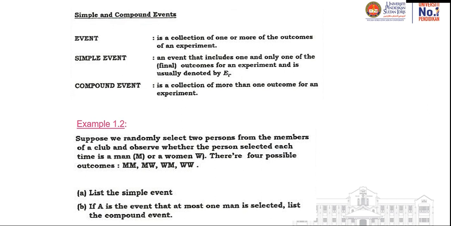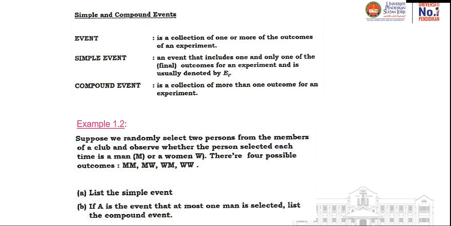Okay, let's look at example 1.2. Suppose we randomly select 2 persons from the members of a club and observe whether the person selected each time is a man or woman. So there are 4 possible outcomes, which is MM, MW, WM, and WW. The same concept is applied here, similar to when you flip a coin twice, but here you want to choose 2 persons. So the first person is either man or woman, and the second person either man or woman.